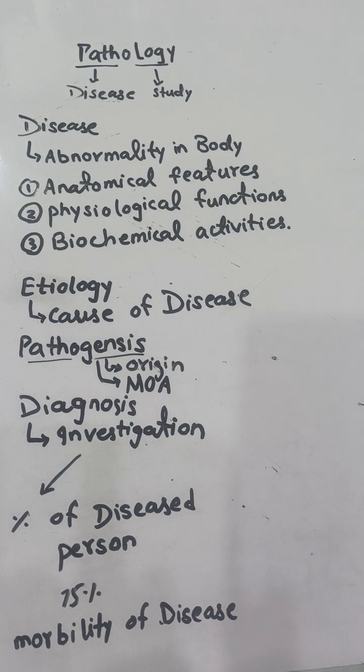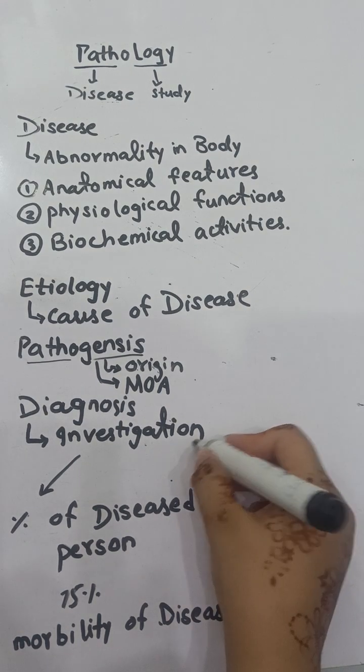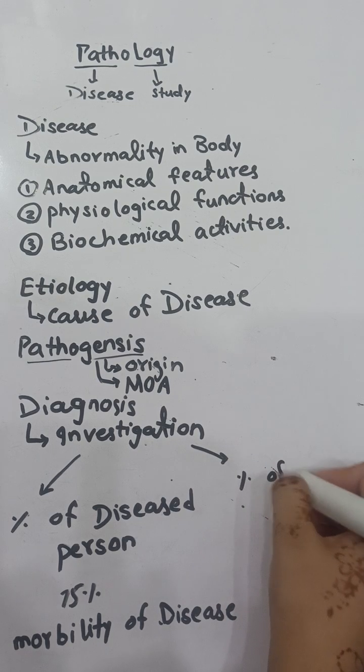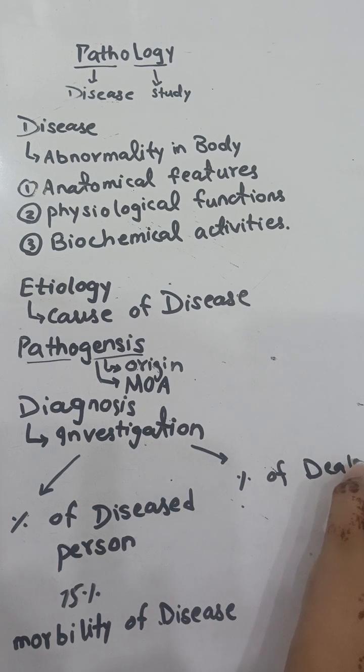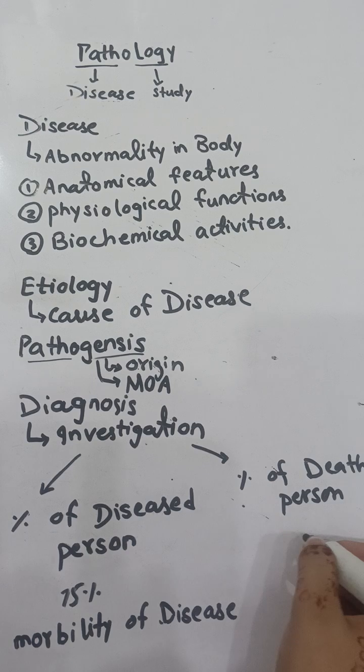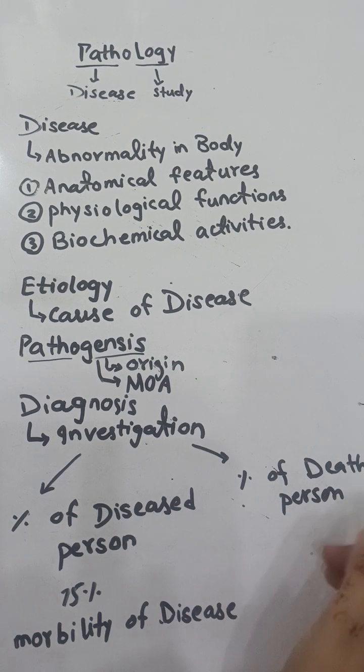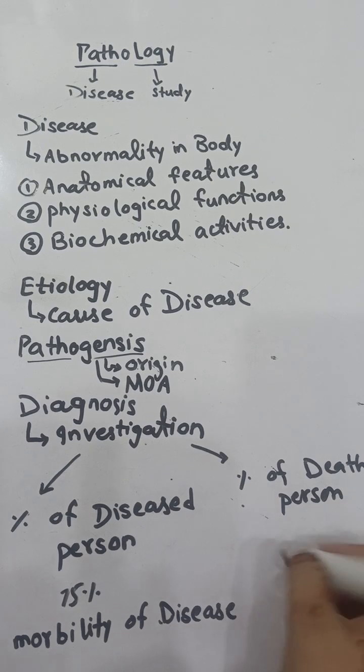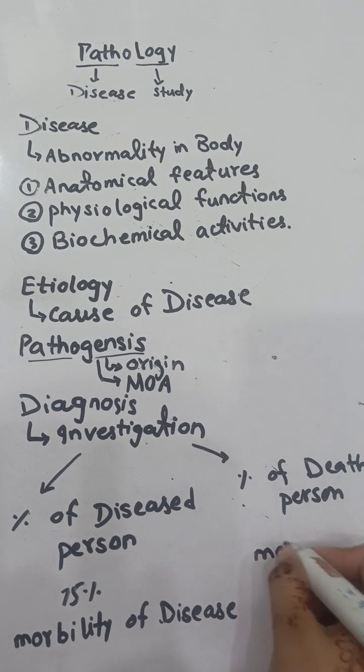The second thing we diagnose in a particular disease is the percentage of dead persons, the persons who die due to that disease. Like if I say the percentage of deaths in the case of coronavirus is very high, because a lot of people worldwide died due to this virus. So this is called the mortality of a disease.